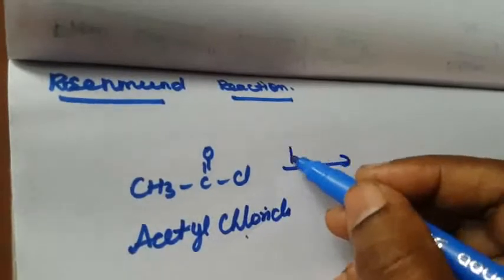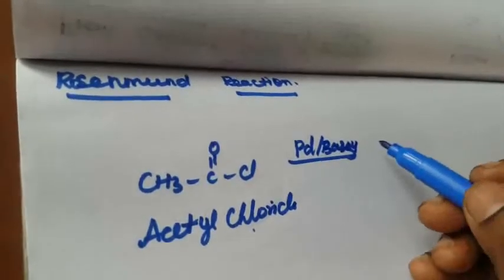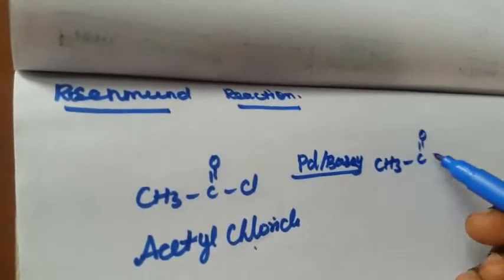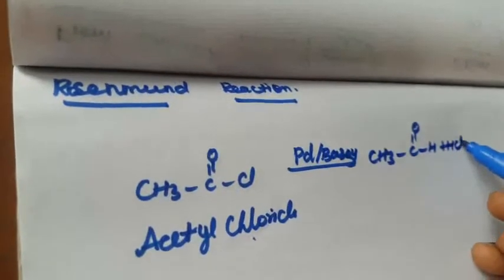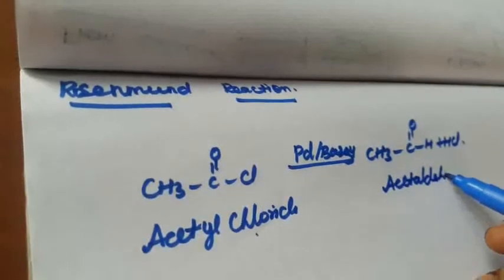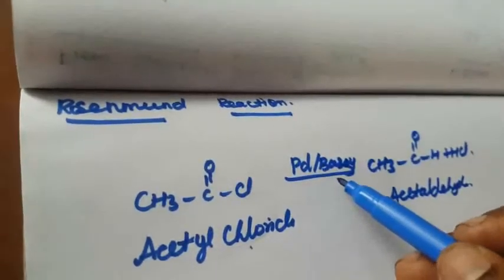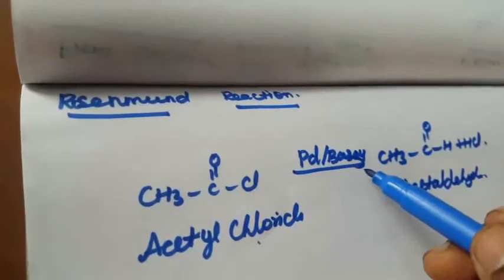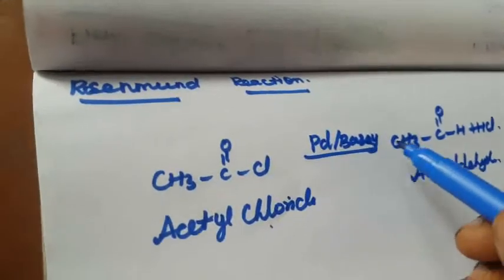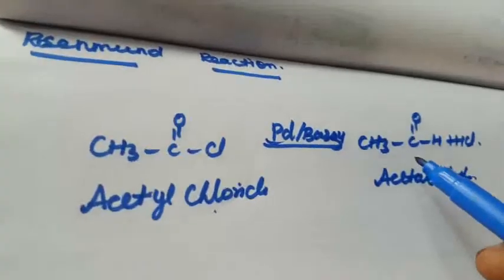In the presence of palladium and barium sulfate, which acts as a catalyst, it forms the aldehyde, that is CH3 C double bond O-H plus HCl. That is called acetaldehyde. What is the purpose? We are adding palladium and barium sulfate, which is a catalytic poison. This barium sulfate acts as a catalytic poison to the palladium catalyst, so that the aldehyde cannot be further reduced to alcohol. Here the palladium stops the reaction after forming the acetaldehyde.